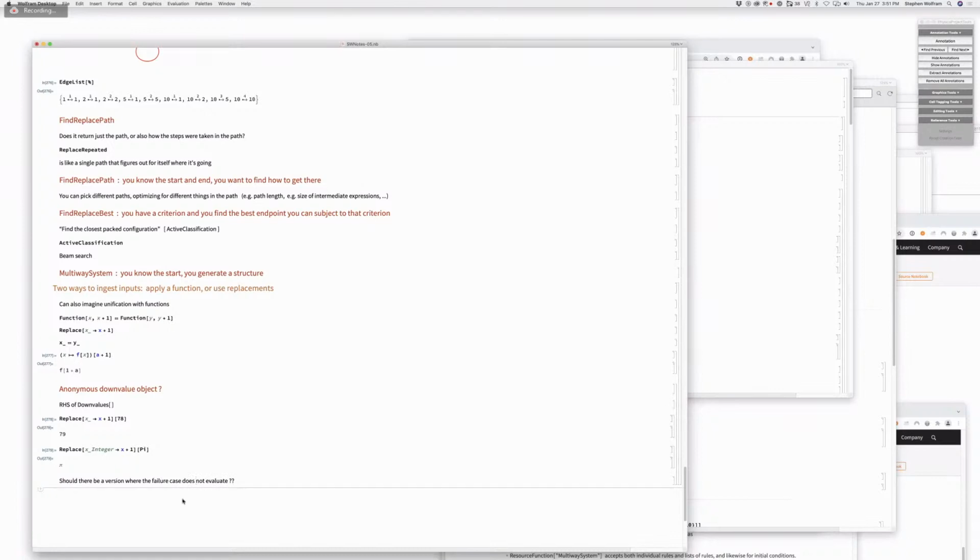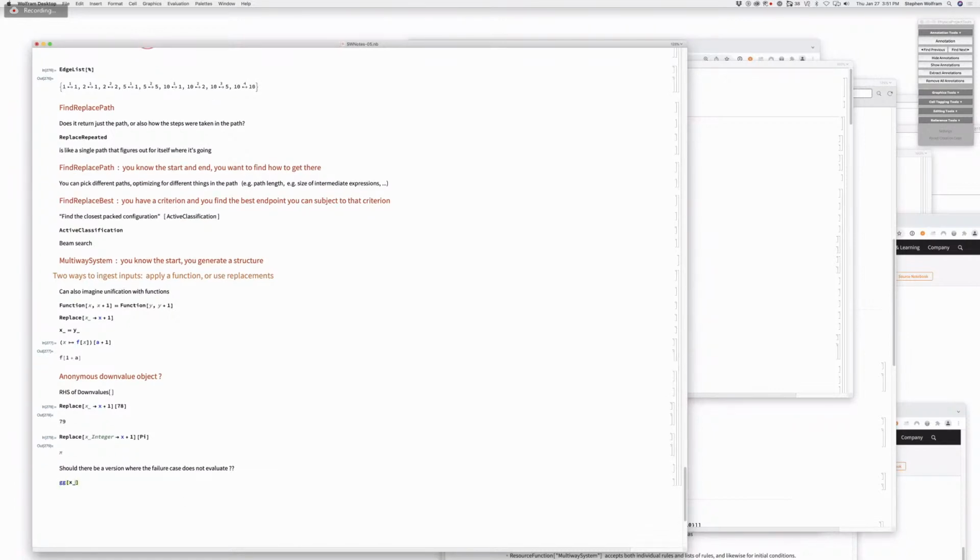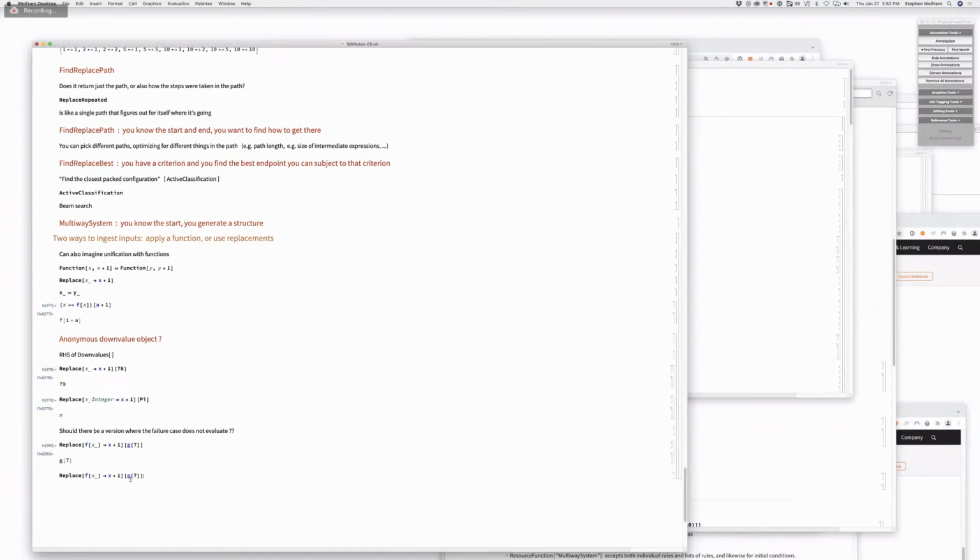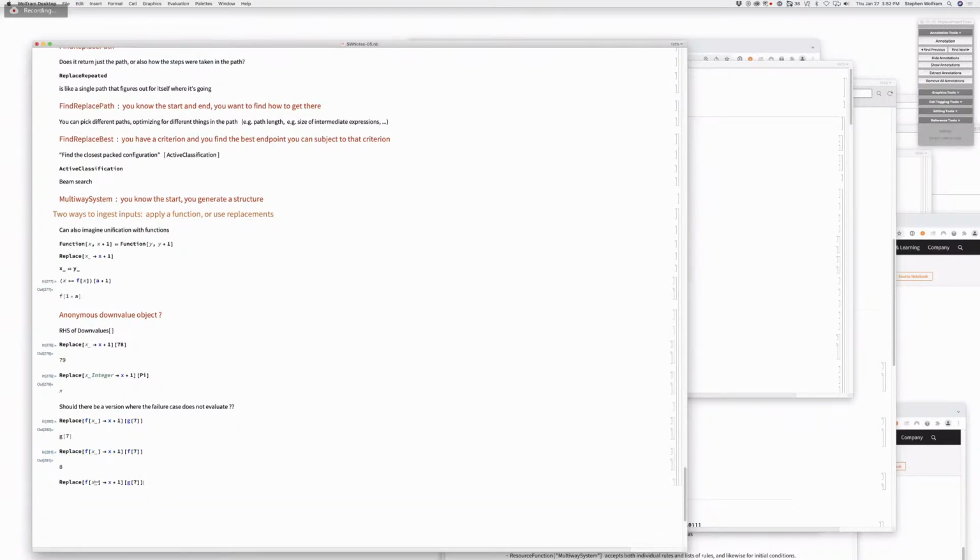But what you're saying is that the analog of the down values thing would really be f of x blank integer, or just f of x blank goes to x plus 1, and then I apply that to g of 7. Wait, you mean f of 7? No, I meant g of 7, because then it doesn't do anything. And that's the exact analog of what down values does. Sure, or if you said f of x underscore integer, and then you said f of 7.2, you'd get back f of 7.2. Right, which is not bad behavior.